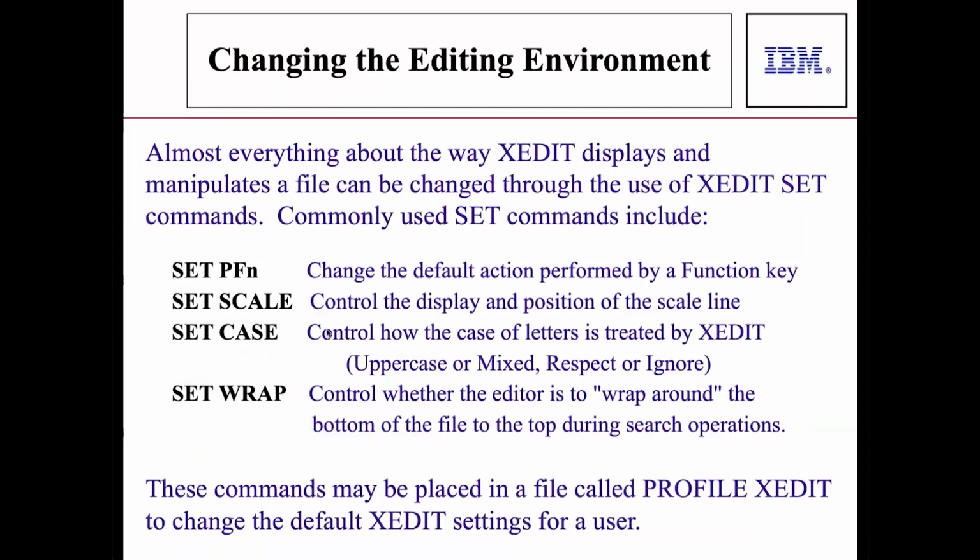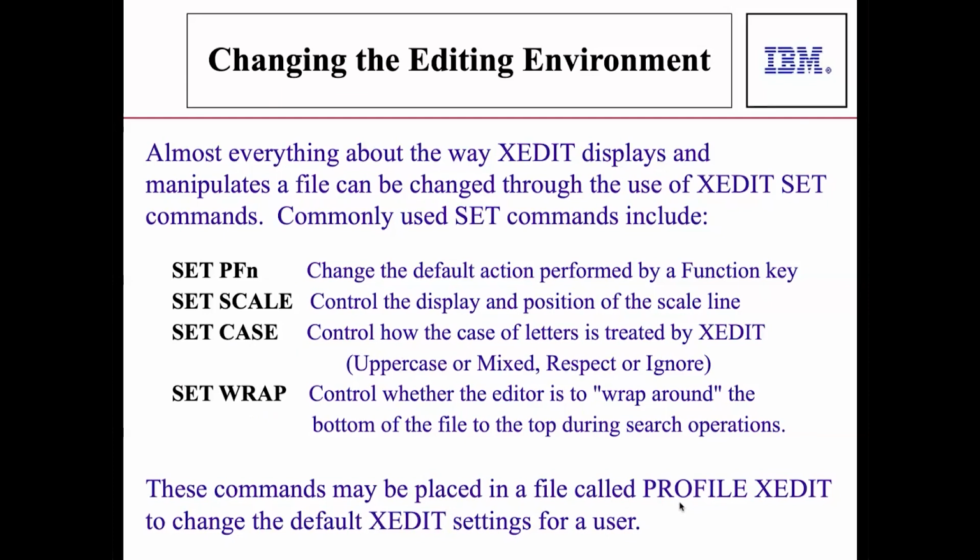So here's where we can change the editing environment completely. There's a whole lot of changes that can be made, but you can stick to the simple things. I can set what the program function keys do. So the default actions, I can get rid of that scale, or I can move it. I can control how mixed case and uppercase are treated by XEDIT. It has to do with whether, when I enter lines, they are automatically put in uppercase, or when I search for things, do I search mixed case, is it required, or does it ignore case? And then when I'm searching, do I wrap around the bottom of the file? Like if I start a search near the end of the file, does it wrap around and start at the top and keep searching, or does it end at the end of the file?